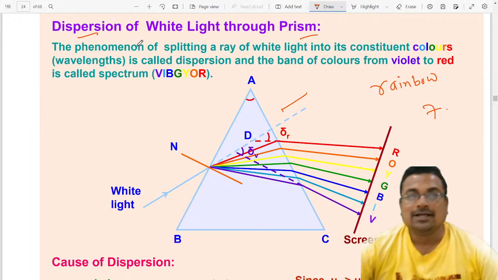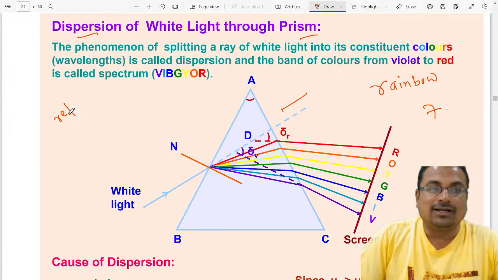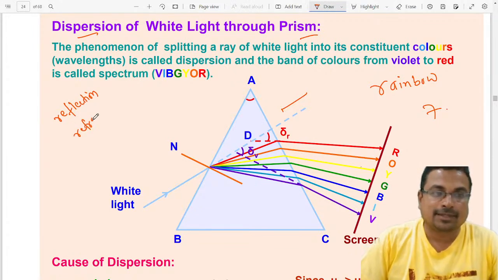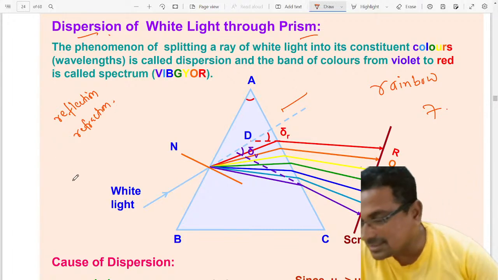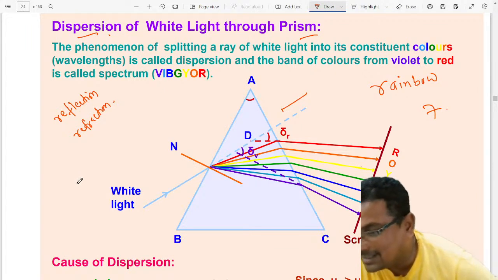So friends, just now we have learned reflection, refraction. Now we are discussing about the, yes, Akshataji, your answer is right. That is 7 colors.